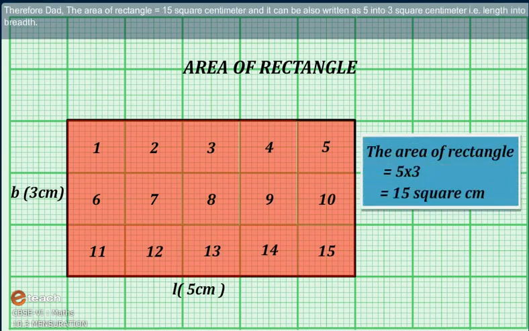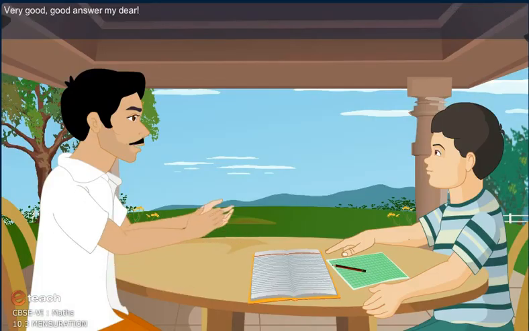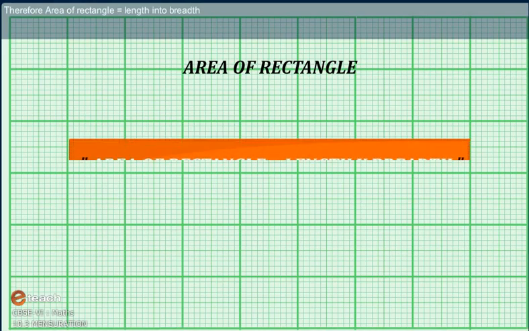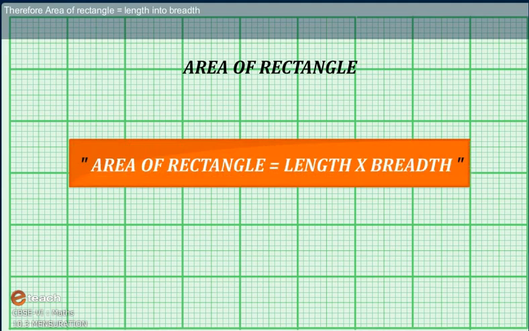Therefore, Dad, the area of the rectangle is equal to 15 square centimeter, and it can also be written as 5 into 3 square centimeter. That is length into breadth. Very good. Therefore, area of the rectangle is equal to length into breadth.